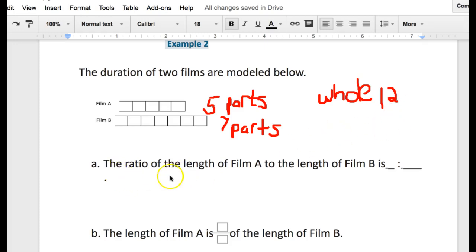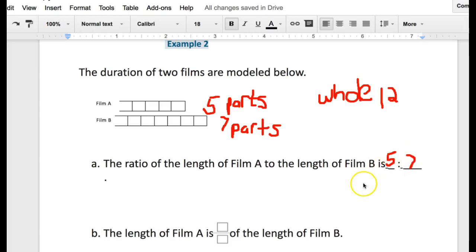So A says the ratio of the length of film A to the length of film B is, well, that's easy. Film A was the first part of this ratio, so that's 5. And film B was the second part, and that's 7. So it's 5 to 7. So we can answer that no problem.